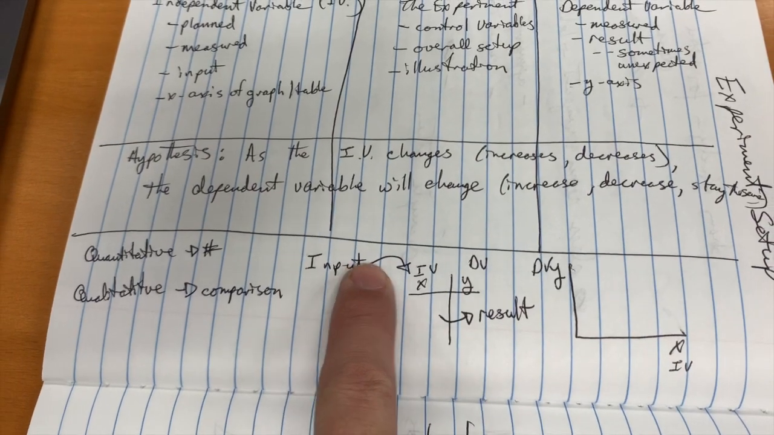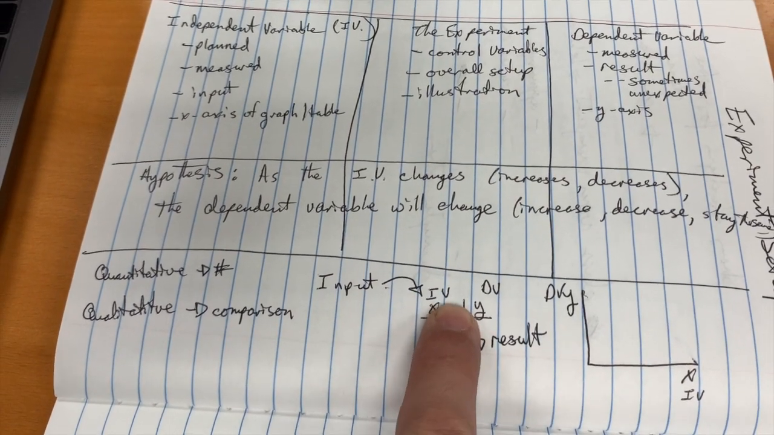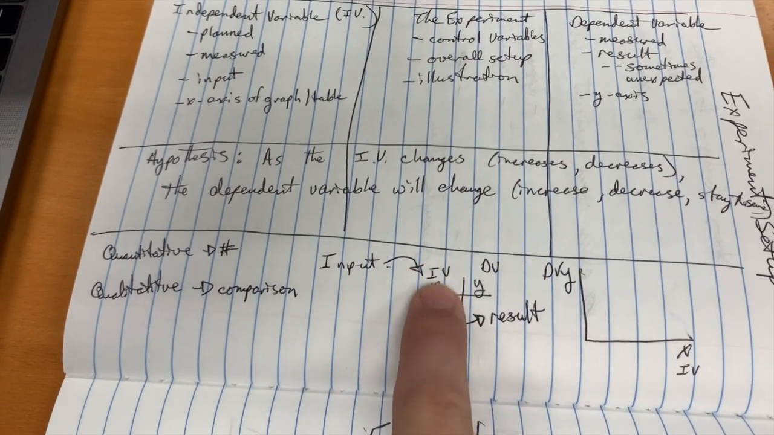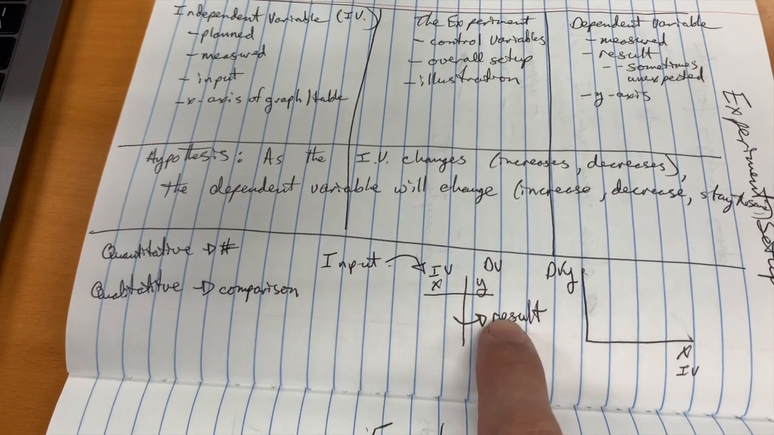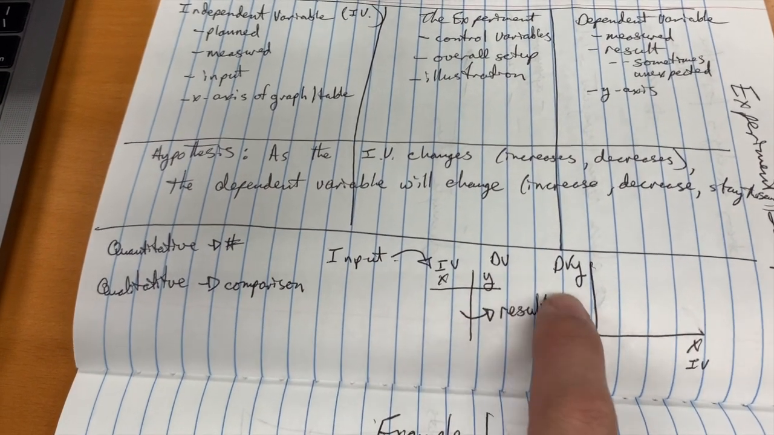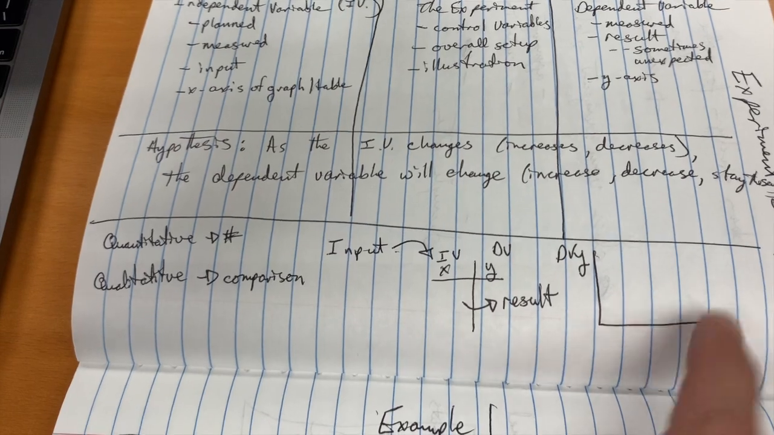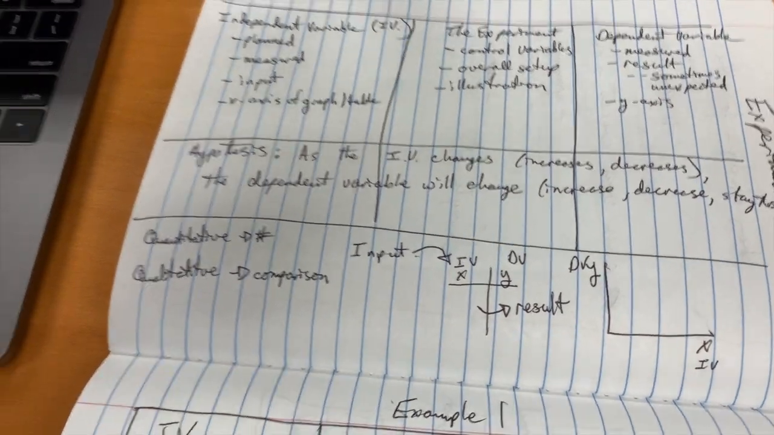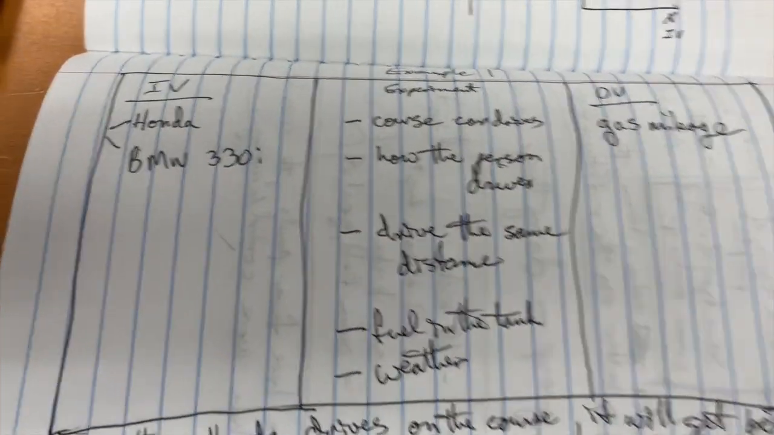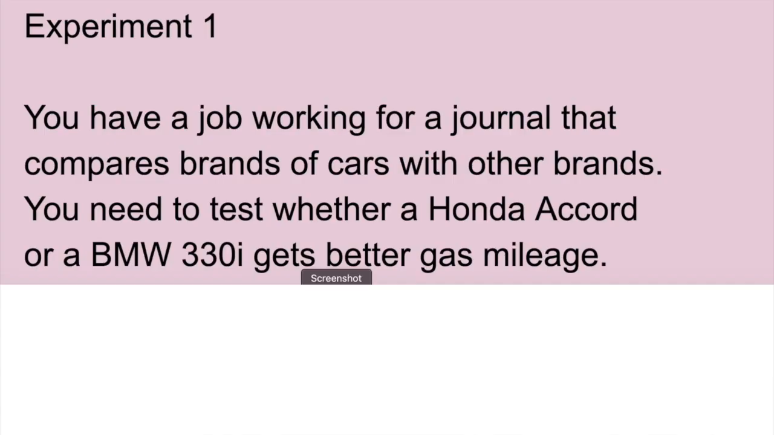Then we're going to collect the data. It's going to be an input. It goes on the x-axis of our data table, the independent variable. It's going to result in a dependent variable, which we're then going to graph. All right, so now we're going to switch over. We're going to look at our first example. Once you finish the examples, there will be a few practice problems for you to do.